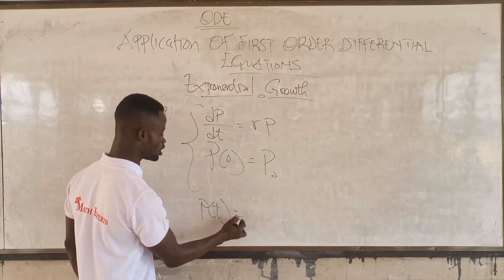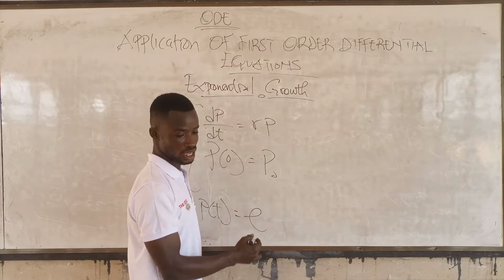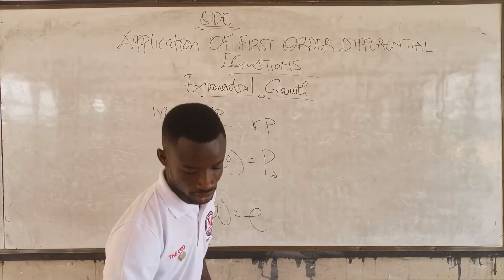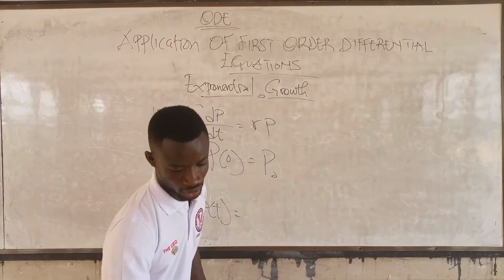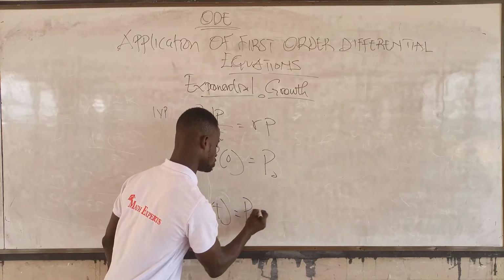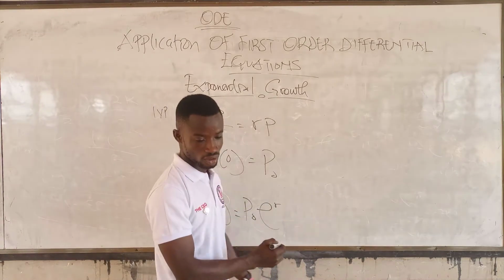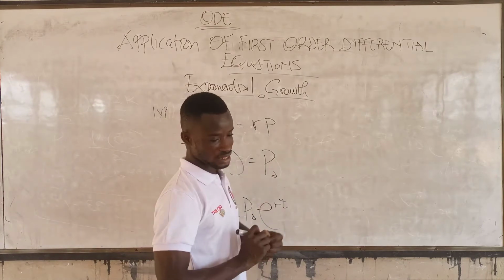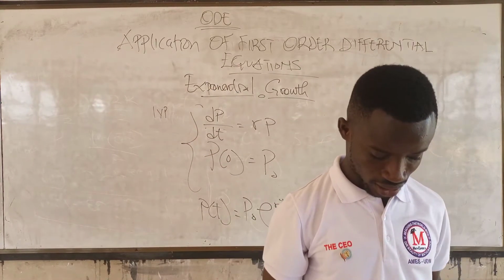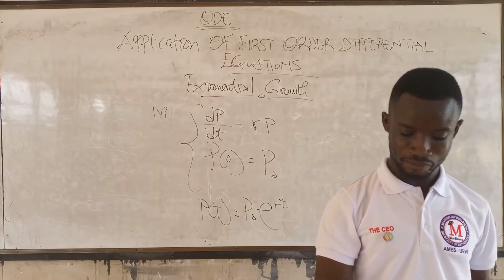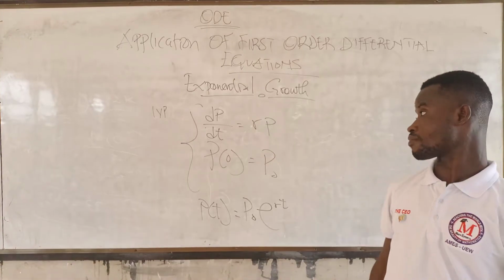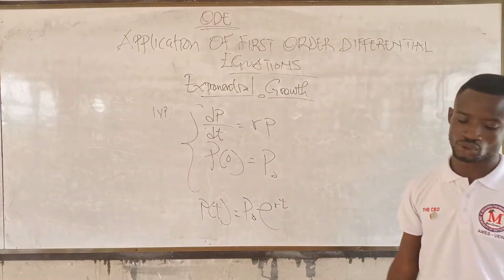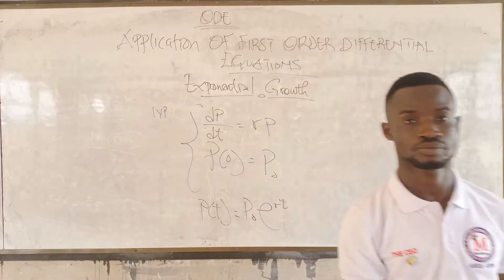P of t is equal to P naught e raised to the power Rp t. That is it. Very good. So now, without wasting my time, let's solve questions. Let's look at about two questions and see what we are going to do.